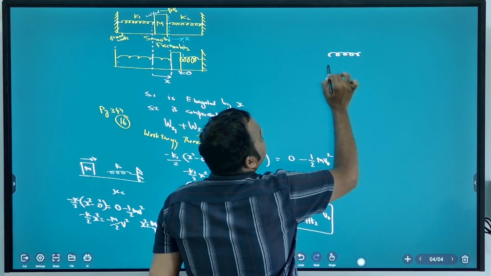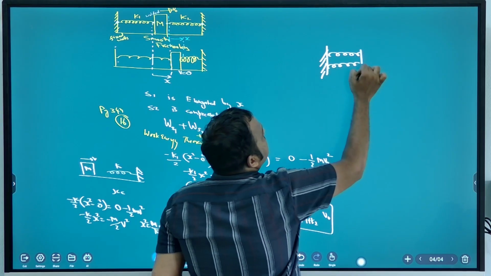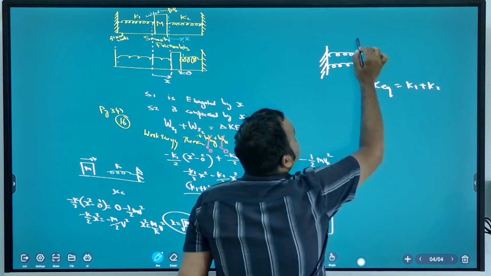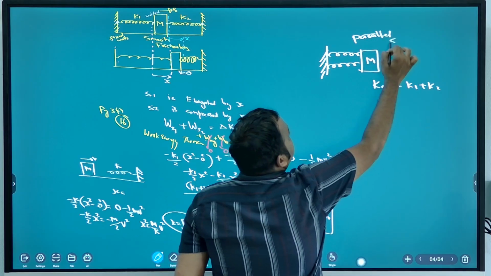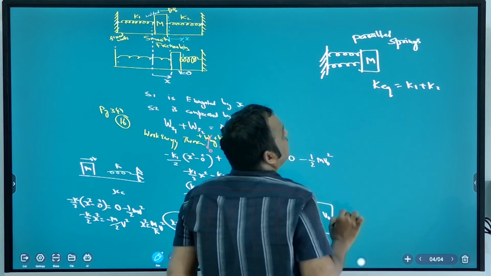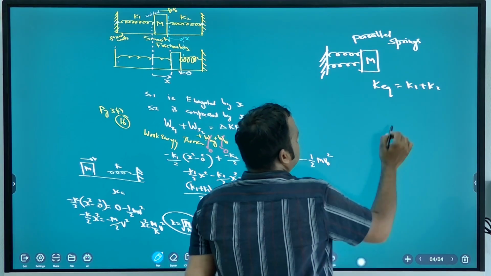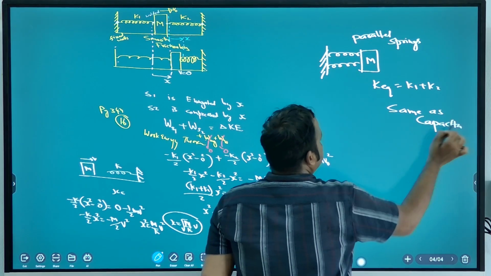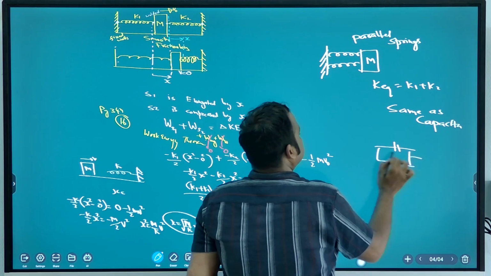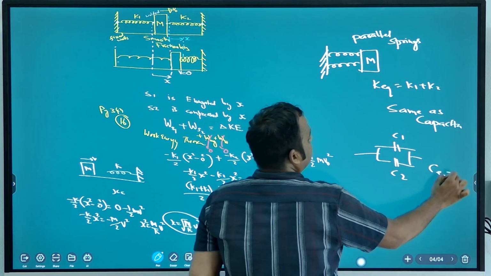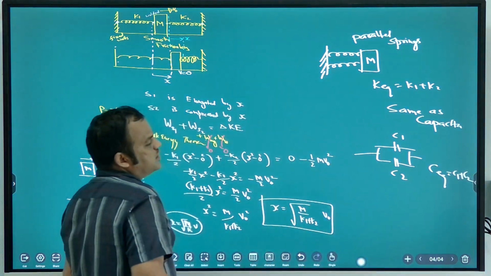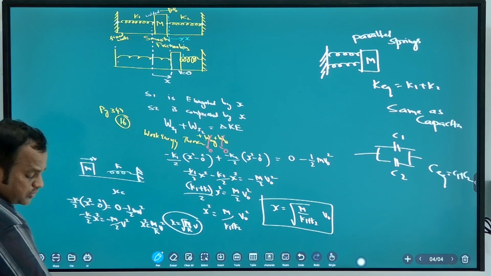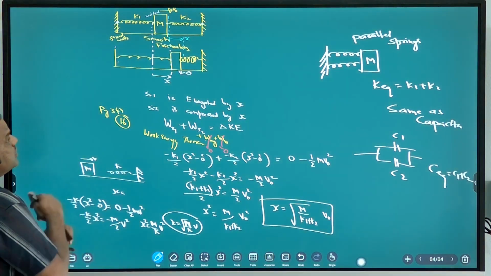If two springs are in parallel, what is the equivalent spring constant? K1 plus K2. So parallel springs, K1 plus K2. Same as capacitors. If two capacitors are in parallel, C1, C2, what is the C equivalent? C1 plus C2. Okay, done. So now come to that question. It is just the reverse process.